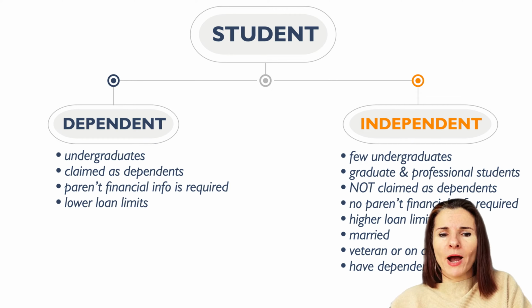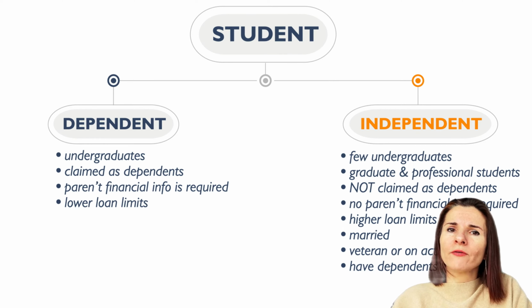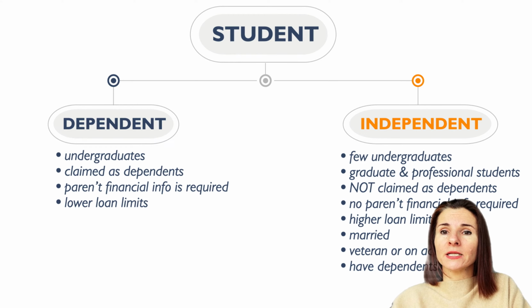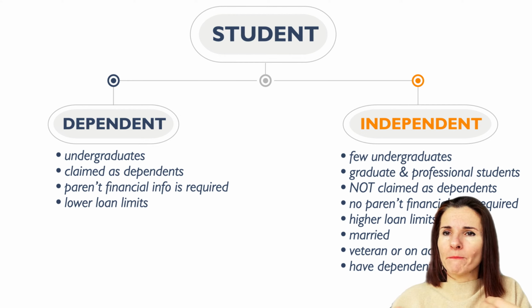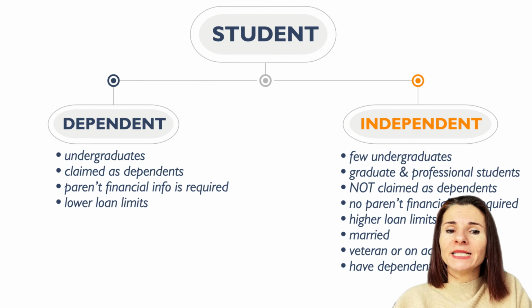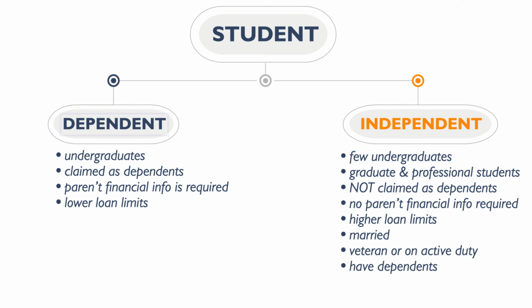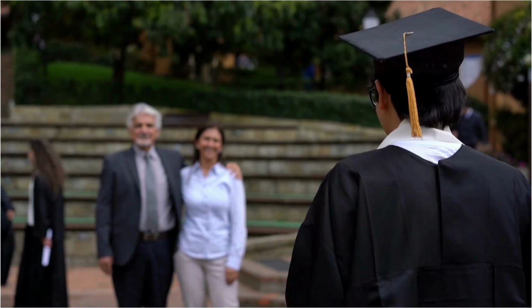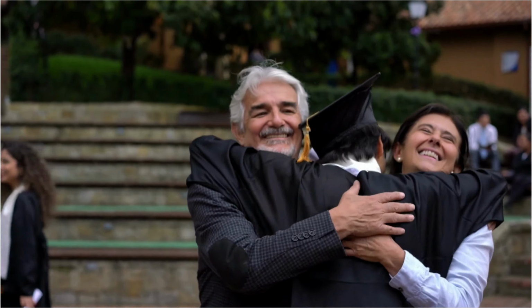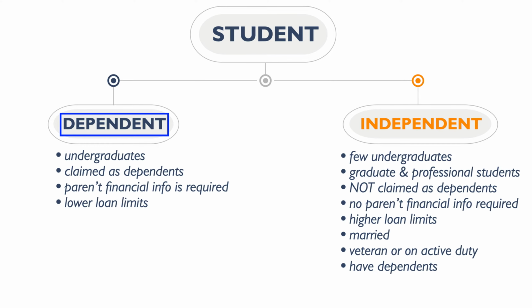You can't simply borrow however much you want or to cover the entire cost of attendance. It's actually limited by some maximum amounts that you can borrow in federal student loans. Additionally, it depends whether you are considered a dependent or independent student. Students are classified as dependent when they are claimed as dependents on their parents' tax return, which is the case for the majority of undergraduate students. In such a situation, the parents' financial information is necessary to qualify for the federal student loans. The loans for dependent students generally have a lower loan limit.